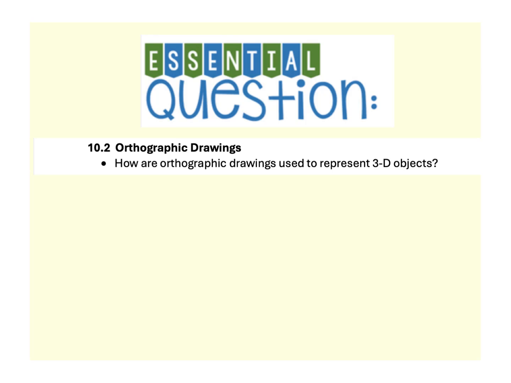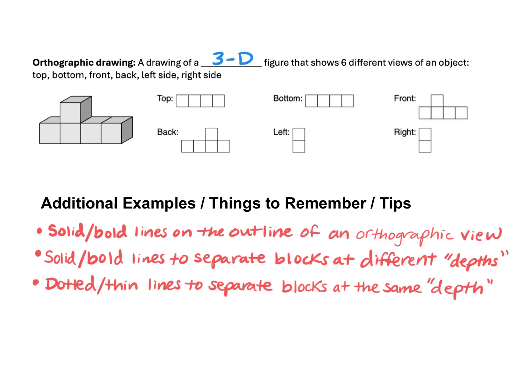Hello, in this video, we're going to be looking at lesson 10.2 on orthographic drawings. The essential question for this lesson is how are orthographic drawings used to represent 3D objects? An orthographic drawing is a drawing of a 3D figure that shows 6 different views of an object. And those views are the top, bottom, front, back, left, and right.